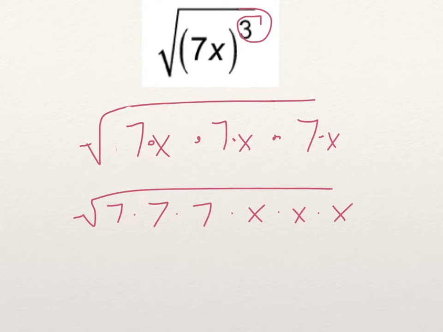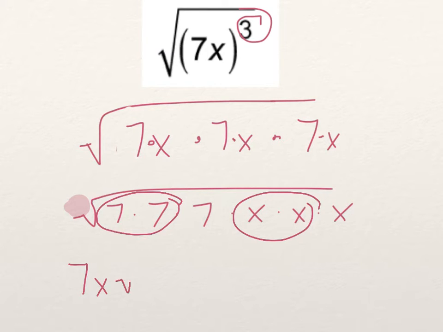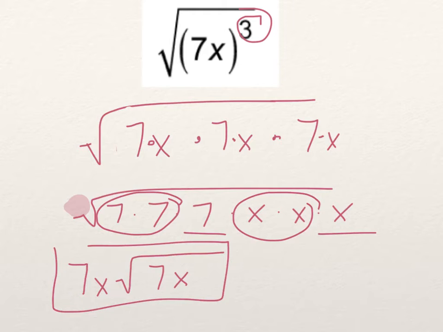And now remember, if we have no number out here, it means that there's a 2 out there. So we're just going to circle our pairs. We have a pair here and a pair here. We're going to take out whatever we circle, so we're taking out a 7 and we're taking out an x. And we leave whatever is not circled on the inside. So we have a 7 that's not circled and an x that's not circled, so that stays on the inside. So this here is our final answer.